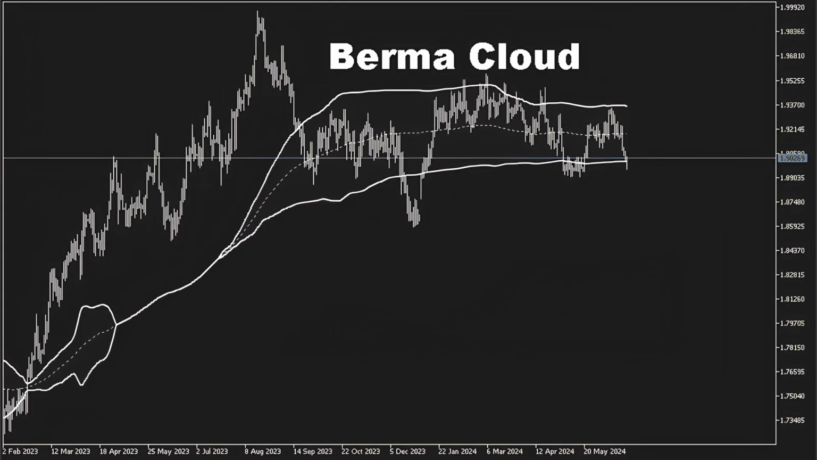What is a Berma cloud? When the lines move away from each other, it creates a Berma cloud. The Berma cloud indicates weak price volatility. That is, the price line is less able to move in a clear upward or downward direction, and therefore, the probability of sideways movement is high.